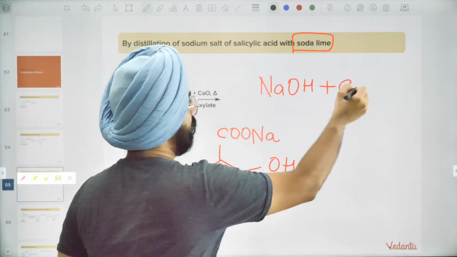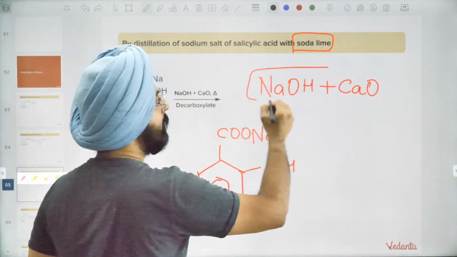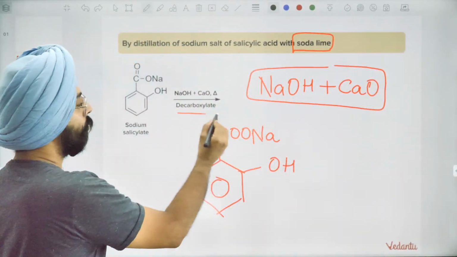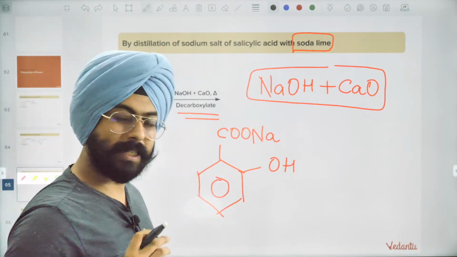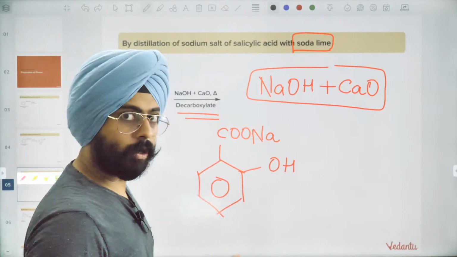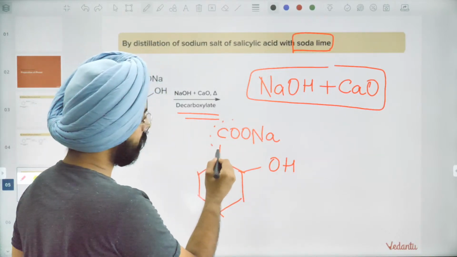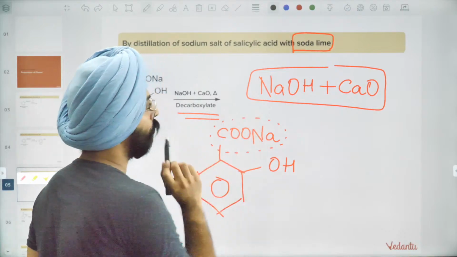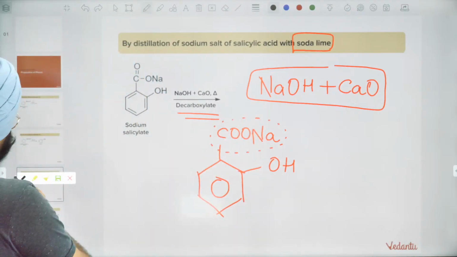Lime, what will it be? Calcium oxide. This is a very good decarboxylating agent. Okay, what does it do? Decarboxylation happens. So what will happen over here? This particular species will go away from the reaction mixture. It will go away from the substrate.